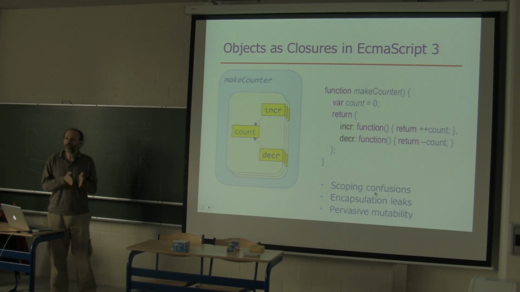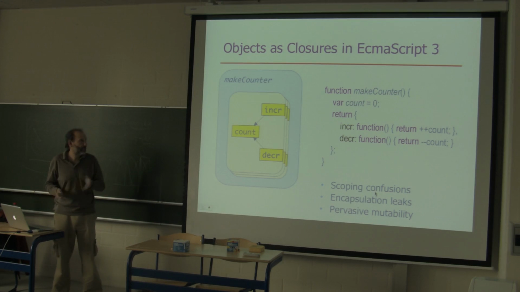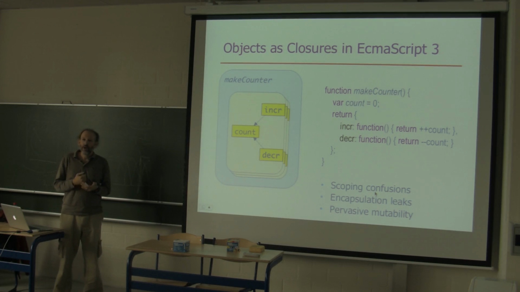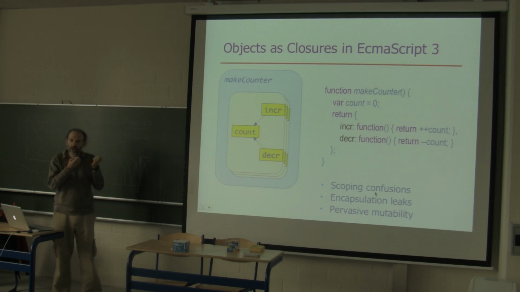EcmaScript 3 was not statically scoped. The scoping was this crazy confusion of static scoping concepts and some dynamic scoping concepts, and some structural concepts. Even aside from the scoping problems, it had other encapsulation problems. The functions weren't truly encapsulated. If the functions don't encapsulate the current variable, you don't have a starting point for security. And your records were pervasively mutable. There's nothing you could do in returning such a record to your users.